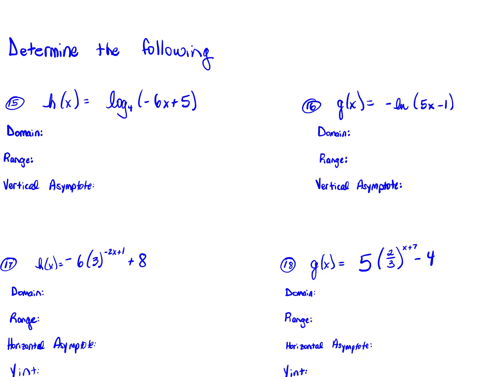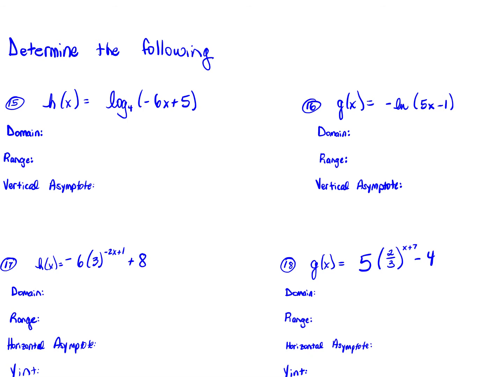Remember your y-intercept, you're plugging in 0 for x, solving for y, and then using that to give the ordered pair 0, something. Remember, log and ln functions are practically the same thing. Log and ln functions are reciprocals of exponential functions.